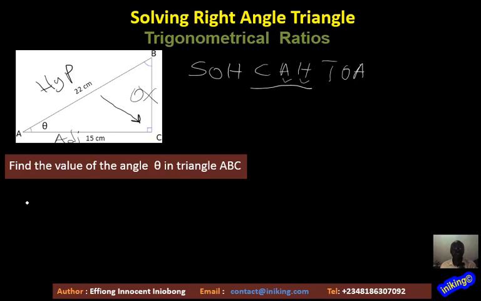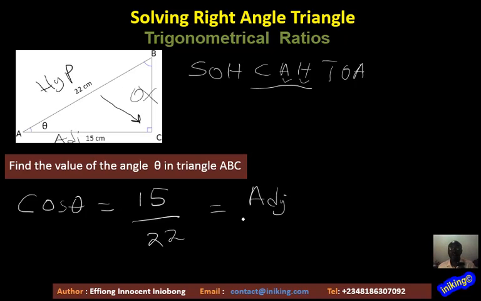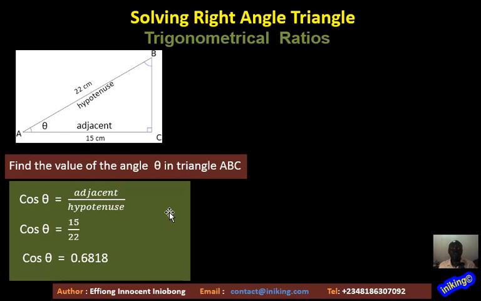And I quickly say, okay, the cosine of angle theta is what? The adjacent side, 15, all divided by the hypotenuse side, 22. Remember that cosine is adjacent divided by hypotenuse. Of course, convert this to decimal form, and we have that cos theta there. It's 0.6818. How do I therefore find my theta?